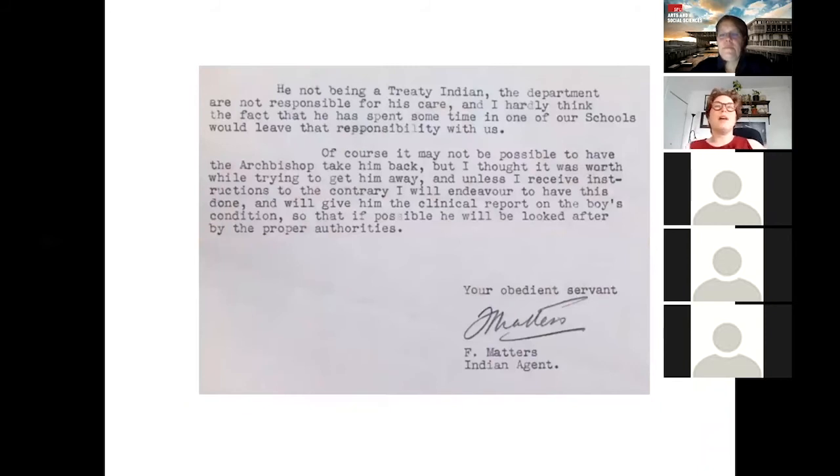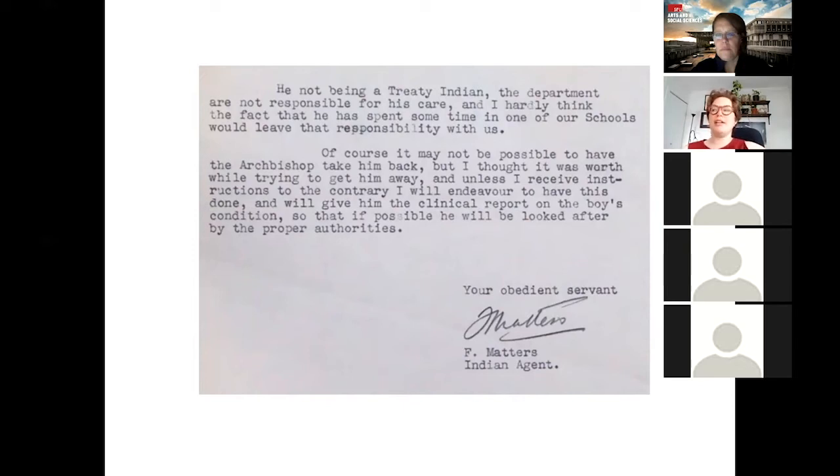So our next page then says, he not being a treaty Indian, the department are not responsible for his care. And I hardly think the fact that he has spent some time in one of our schools would leave that responsibility with us. Of course, it may not be possible to have the Archbishop take him back, but I thought it was worthwhile trying to get him away. And unless I receive instructions to the contrary, I will endeavor to have this done, and will give him the clinical report on the boy's condition, so that if possible, he will be looked after by the proper authorities.